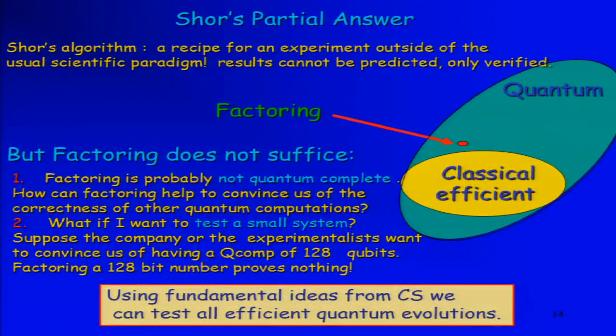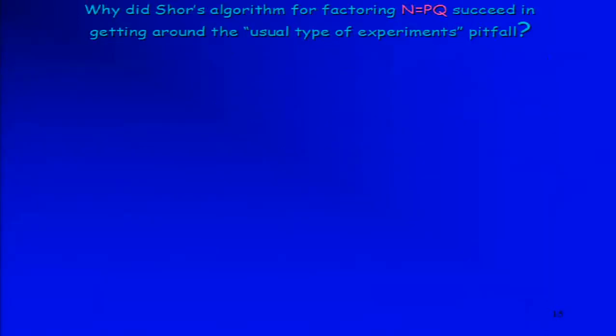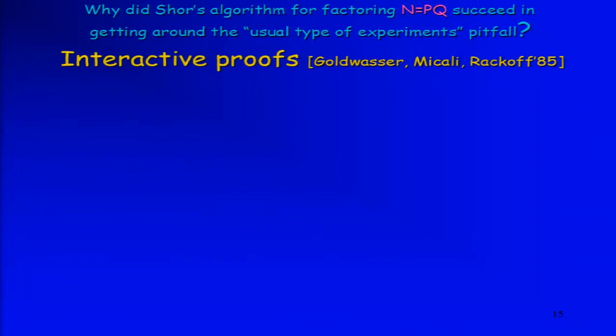Okay, and the answer is yes. Using fundamental ideas from computer science, you can test the theory of quantum mechanics, even though we cannot make predictions for it. Okay, so how does this go? Let's look a little bit closer into why Shor's algorithm for factoring succeeded in getting around the usual type of experiment pitfall. Okay, so the reason is that really, to explain it, maybe we look into something which is very similar to Shor's algorithm, if you look at it correctly, and it's a very profound idea in computer science, and that's called interactive proofs.